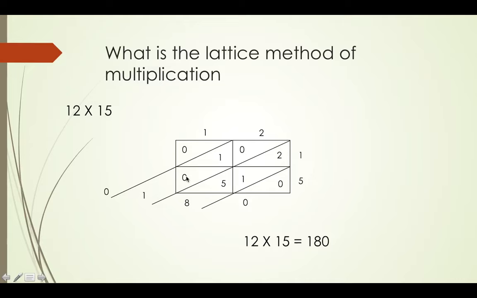From there we add, going down our diagonal lines. So we start at the bottom here and we go 0 plus nothing is 0, and we write that underneath the grid there. 2 plus 1 is 3, 3 plus 5 is 8, and we write that at the bottom of the grid there. 0 plus 1 is 1, 1 plus 0 is 1, so we write 1 at the bottom of the grid there, and 0 plus nothing is 0. So this number down the bottom here is now our answer. So we know that 12 times by 15 is 180.